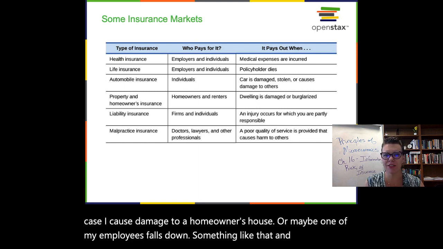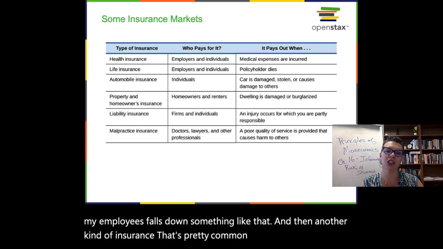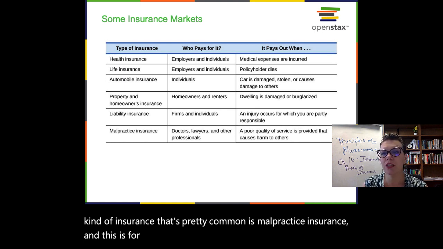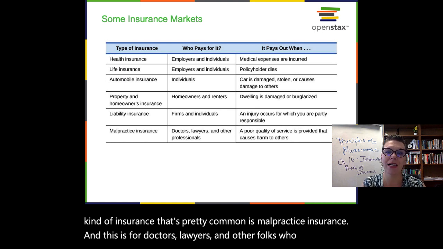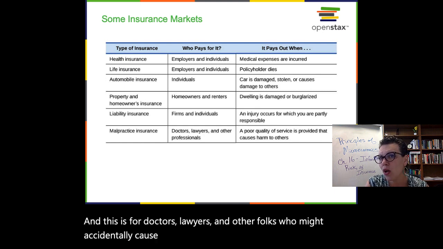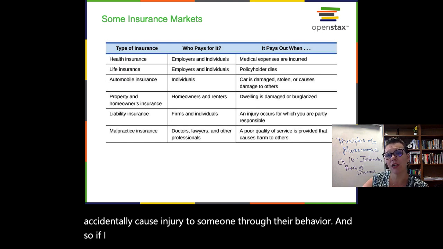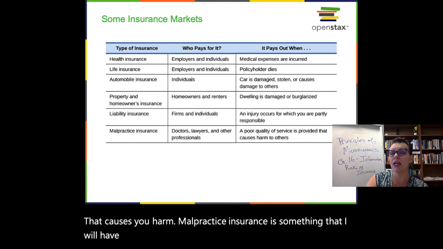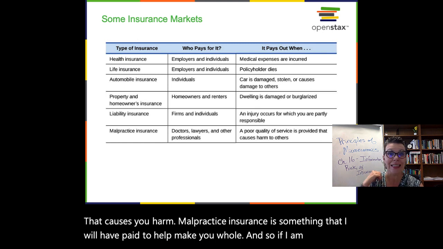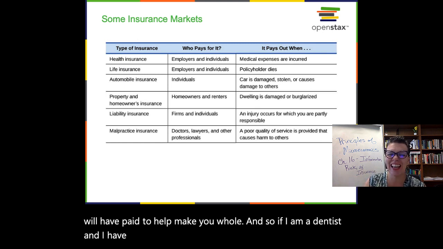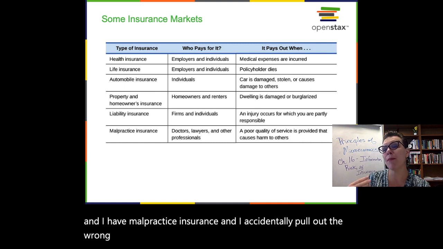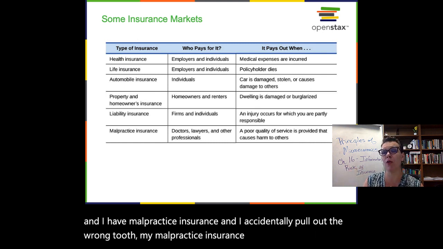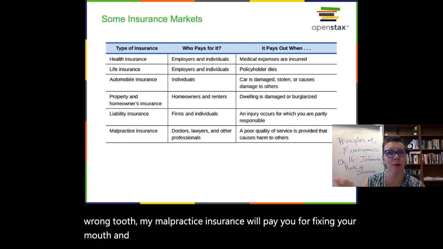And then another kind of insurance that's pretty common is malpractice insurance. And this is for doctors, lawyers, and other folks who might accidentally cause injury to someone through their behavior. And so if I do a bad job and it causes you harm, malpractice insurance is something that I will have paid for to help make you whole. And so if I am a dentist and I have malpractice insurance and I accidentally pull out the wrong tooth, my malpractice insurance will pay you for fixing your mouth and also maybe for your pain and suffering.